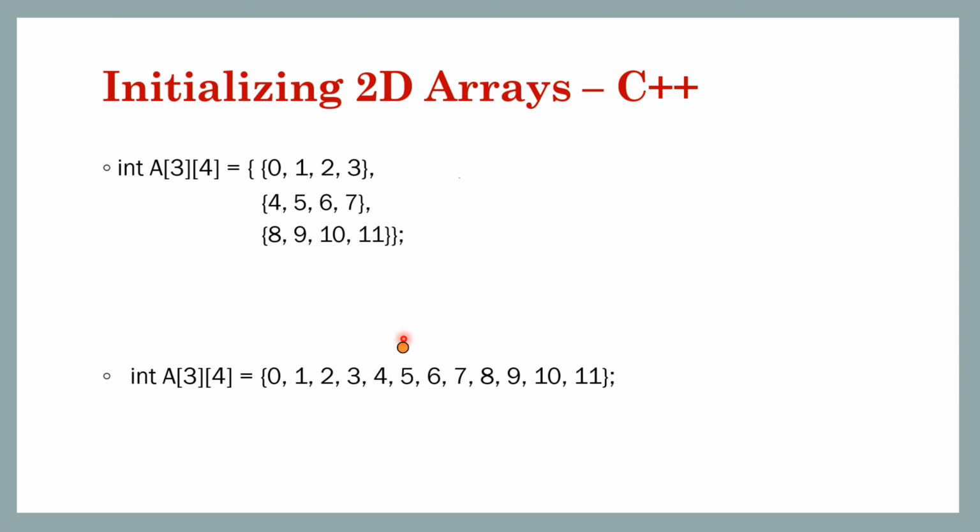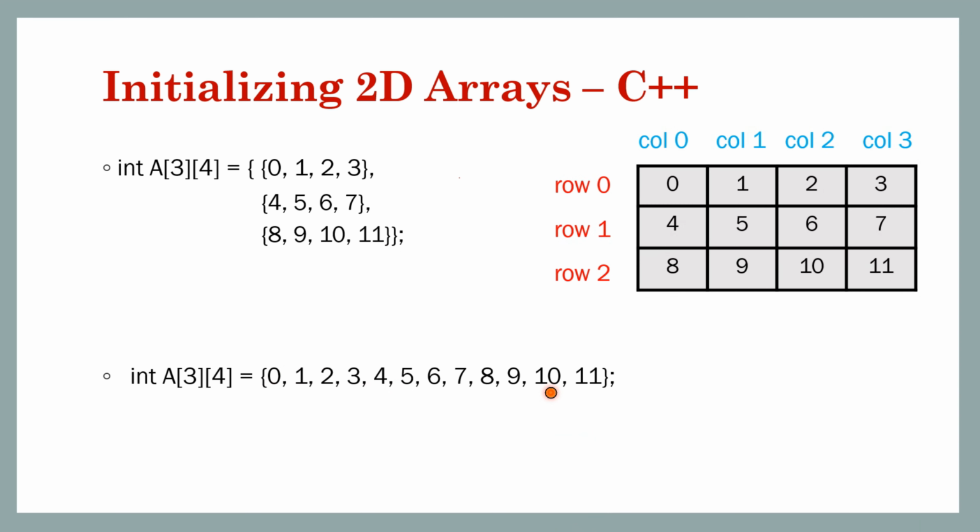So this is the same as that, but the first one is much clearer. It explicitly tells that this is the first row, this is the second row, this is the third row. Here it is inferred, like the first 4 elements come to the first row and so on. And again these values will come here, 0, 1, 2, 3. For both initializations, this will be the view of that 2D array: 0, 1, 2, 3 come in the first row, 4, 5, 6, 7 in the second, 8, 9, 10, 11 in the third.